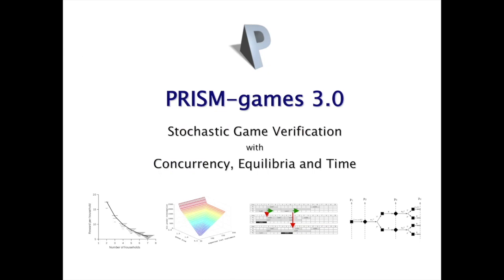This talk is about a new release, version 3 of Prism Games, which is a tool for verification using stochastic games. So this allows you to model and analyze systems that feature multiple players or components, typically with differing objectives, who compete and or collaborate to achieve those objectives, and where you have stochastic aspects to the system, like randomization or failures or noise. So this talk will give a short overview of Prism Games, with a particular focus on the newest functionality in version 3.